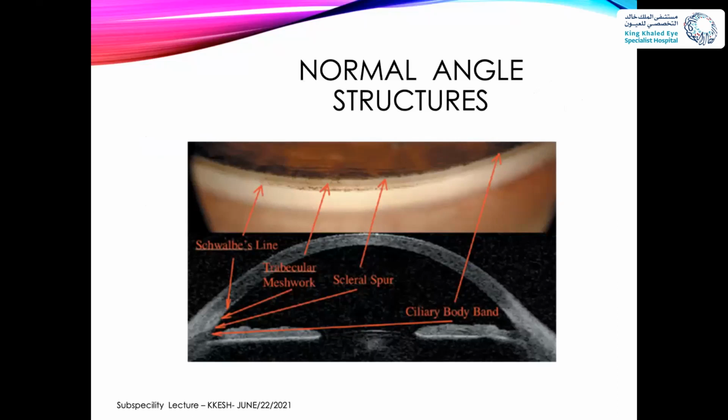So let's get to the normal anatomy and normal angle structure. What we are seeing is that we usually evaluate the iris as seen here, and anterior to that we have the ciliary body face, followed by the scleral spur, which is the area of attachment of the longitudinal muscle of the ciliary body. After that, we have the trabecular meshwork, in two parts, the pigmented and the non-pigmented. And the most anterior part of the angle is Schwalbe's line.